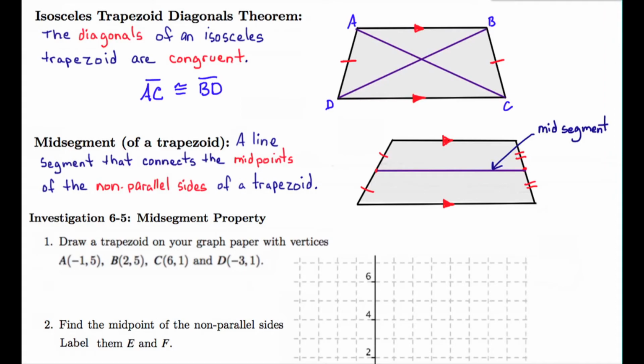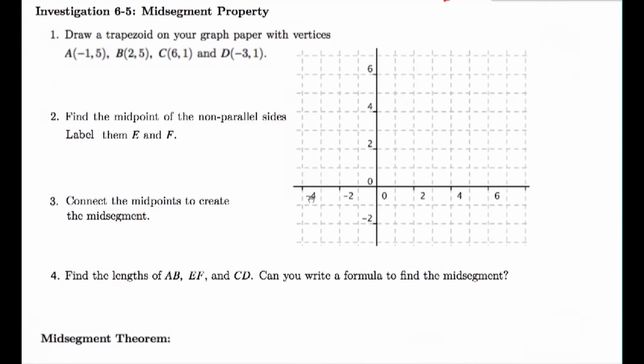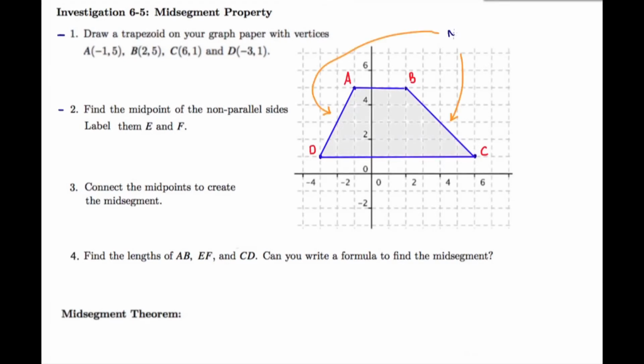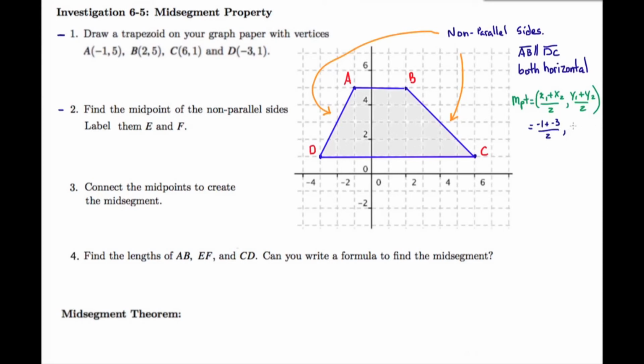Okay, so let's take a look at this little investigation here of the mid-segment property. Draw a trapezoid ABCD given these coordinates. Okay, part 2. Find the midpoint of the non-parallel sides and label them E and F. So I can use the midpoint formula, x1 plus x2 divided by 2, y1 plus y2 divided by 2, to find the midpoints. And I'll do this for the segment AD.